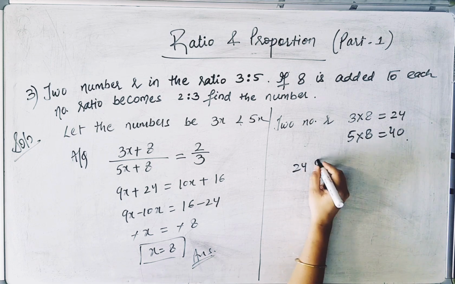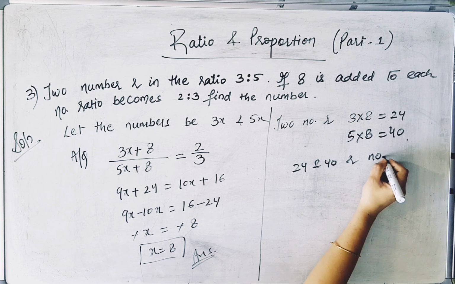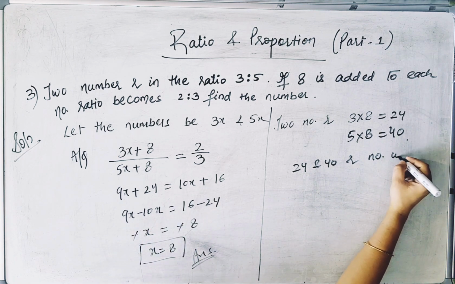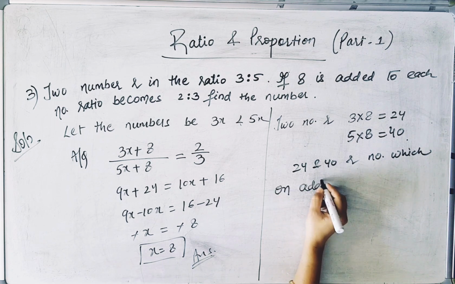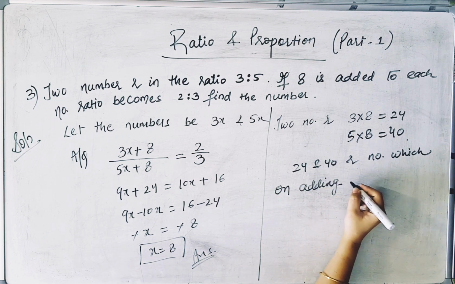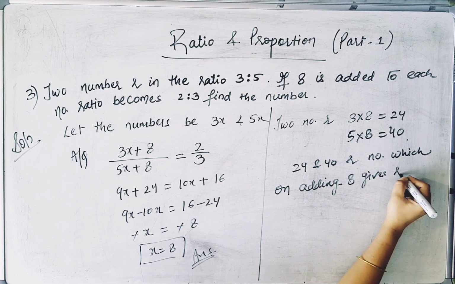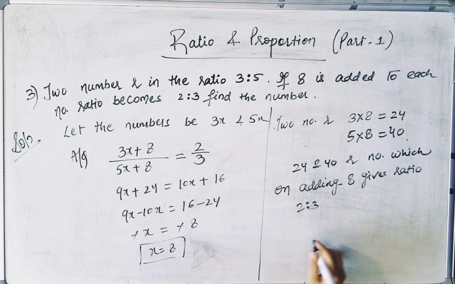So 24 and 40 are the numbers which, on adding 8, give the ratio 2:3. So this is the answer.